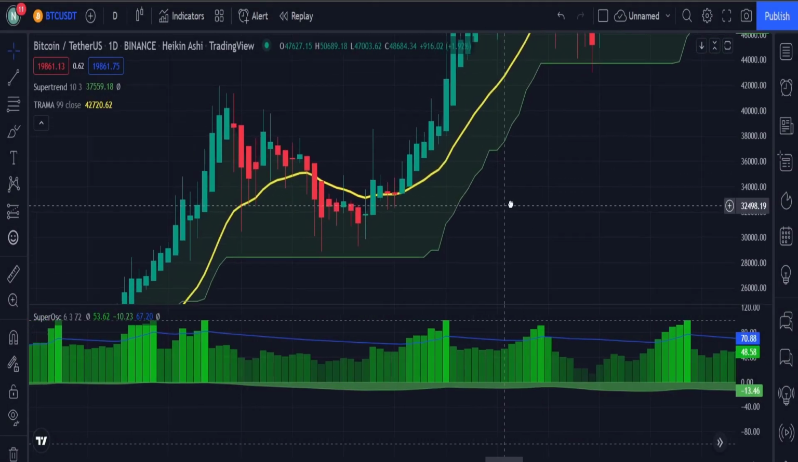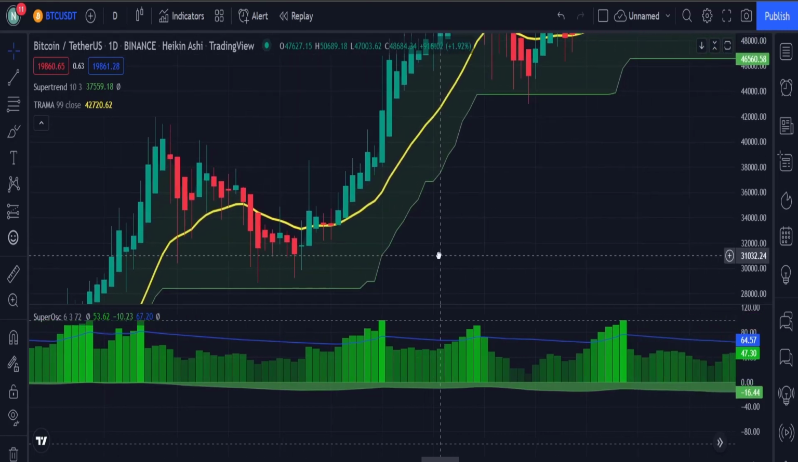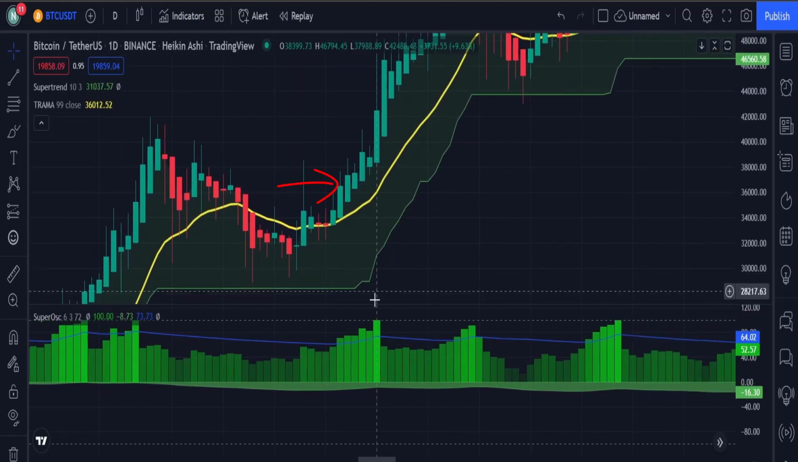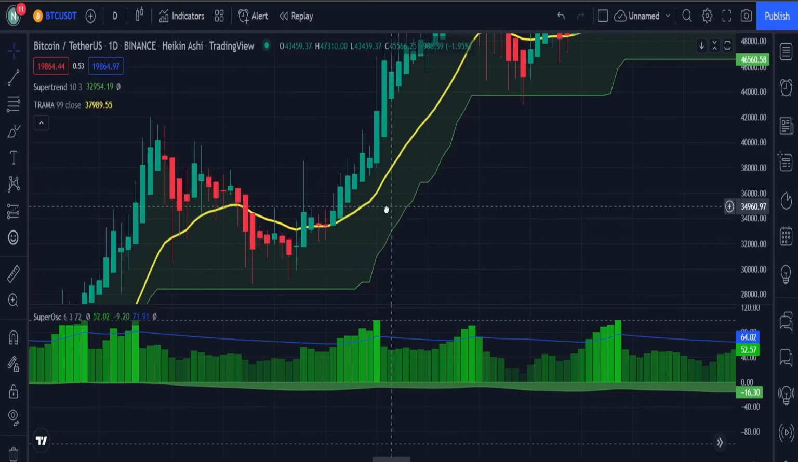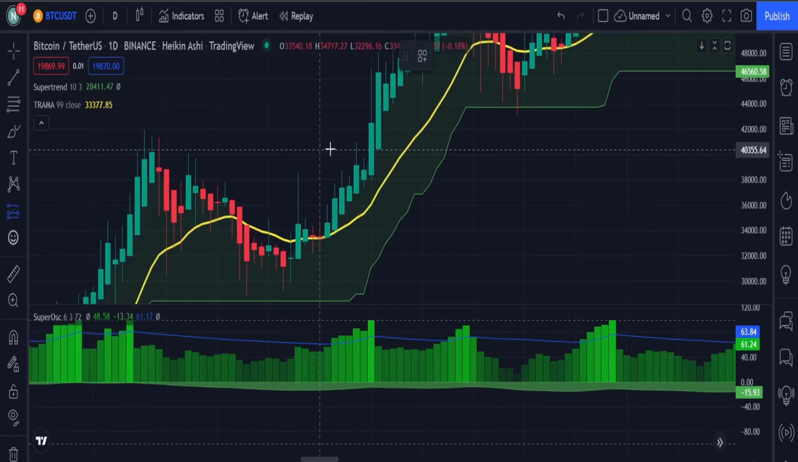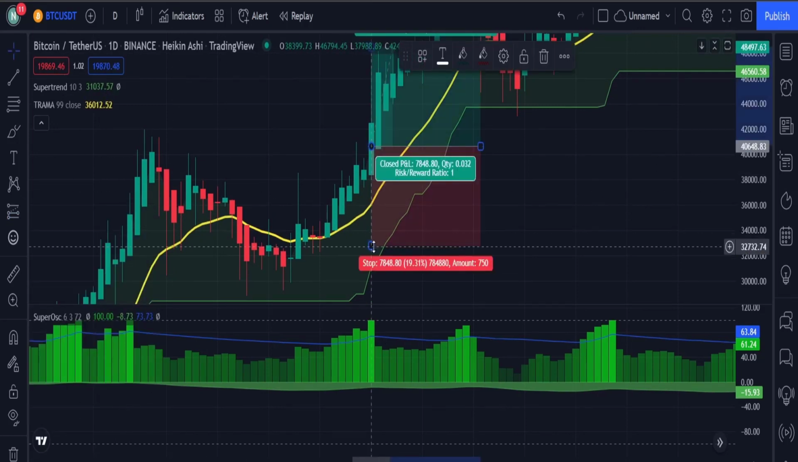Here we have a long position. We can see here our price action is above the trauma, the yellow line here, and the SuperTrend oscillator is bright green. And here our SuperTrend indicator is also green, so this is where we will get in for a buy trade. We will keep our stop loss at the SuperTrend indicator line.